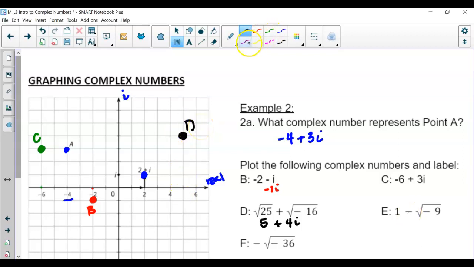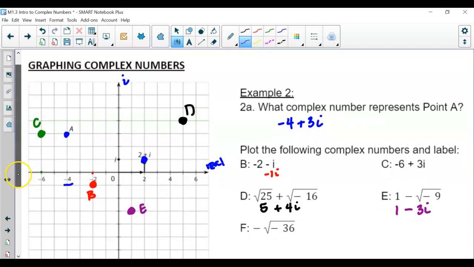So then E is 1 minus, again, the square root of negative 9, so not just 3, but 3i. So we're going to start at positive 1, right? So here's your 1. Then from there, we need to go negative 3i, so down 3. 1, 2, 3. That is point E.